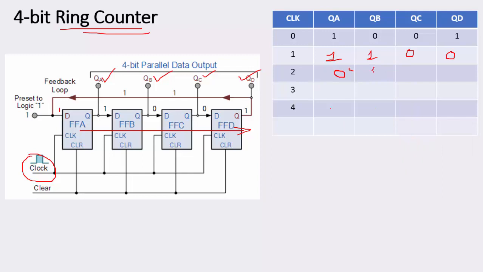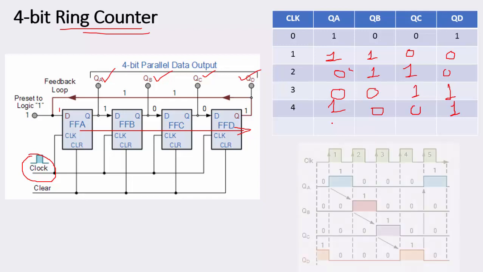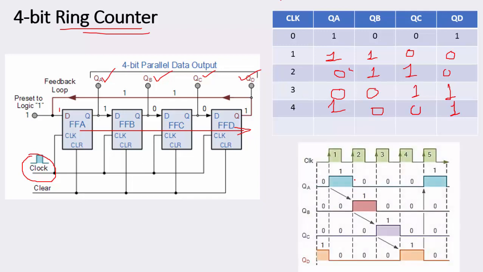And this will come over here, 1 1 0. Again QD will come to QA, 0. This QA will go to QB, QB will go to QC, and again QD will go over here, 1 0 0 1. So this is the ring counter. That's why we call it a ring counter. Okay, this was just an example of what we have.